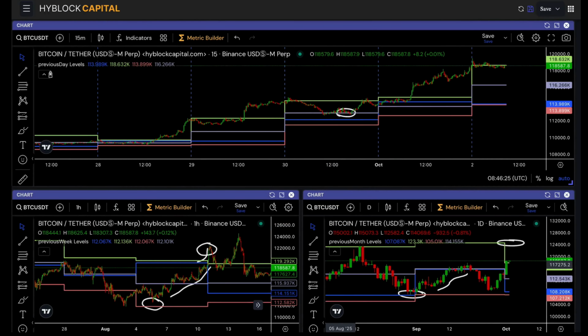By combining previous day, week, and month levels, traders can align short, medium, and long-term strategies, building an edge across every time frame.